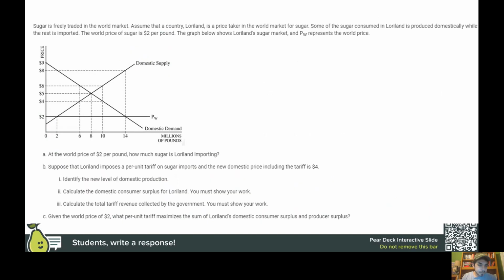Okay, I hope this was helpful. This FRQ you can do on your own.